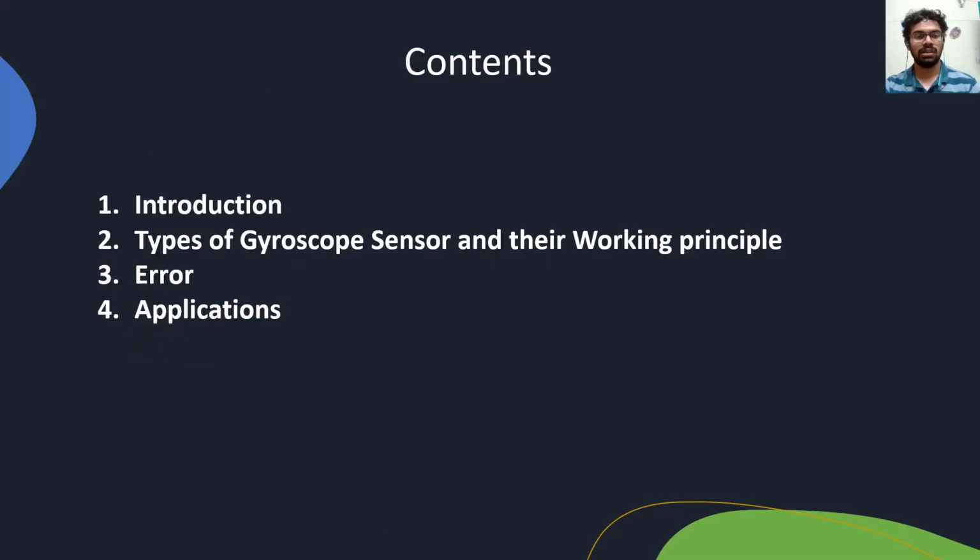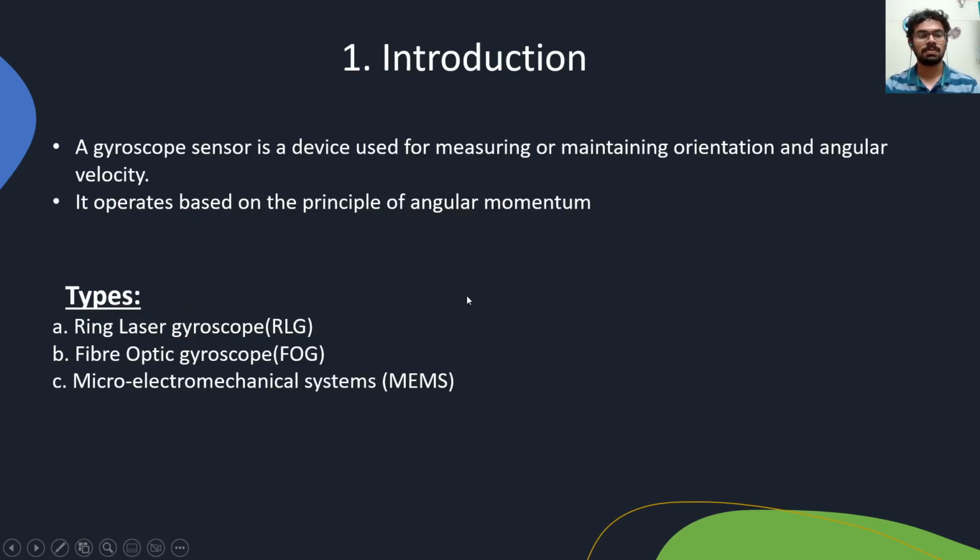So we'll see the contents of the slide. First we'll see the introduction of gyroscope. What is it? How is it useful? Then we'll see the types of gyroscope sensors and their working principles. Third, we'll see the error observed in calculating the angular velocity or the output of the gyroscope sensor. Fourth, we'll see the applications of a gyroscope sensor. So starting with the introduction, what is a gyroscope?